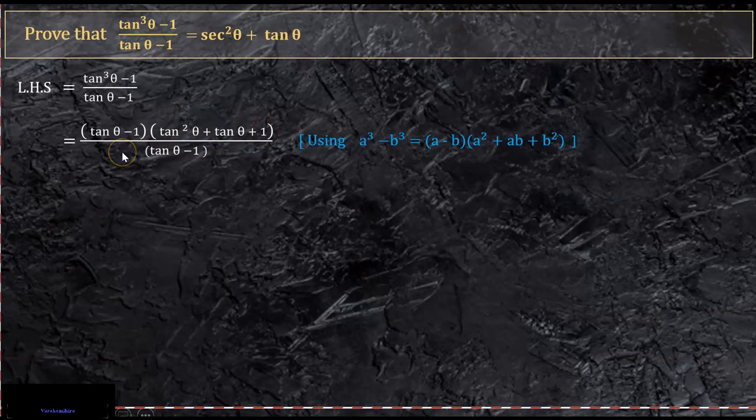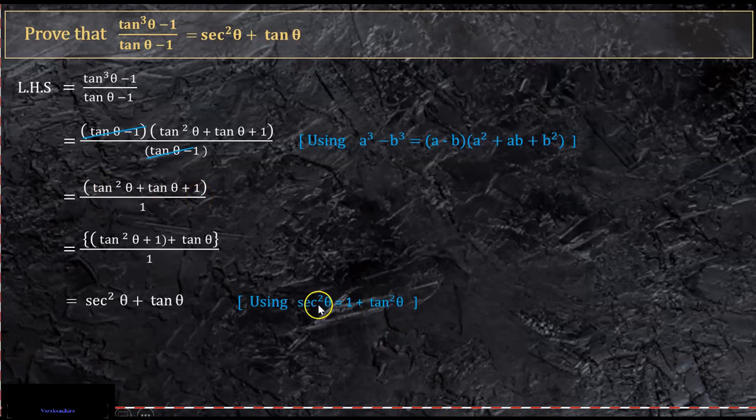Okay, so here tan theta minus 1 and tan theta minus 1 we can remove from both the upper and lower part. So what remains? Tan square theta plus tan theta plus 1. So now we know that tan square theta plus 1 equal to sec square theta. So we can write sec square theta plus tan theta, that is equal to right hand side. Okay, proved.